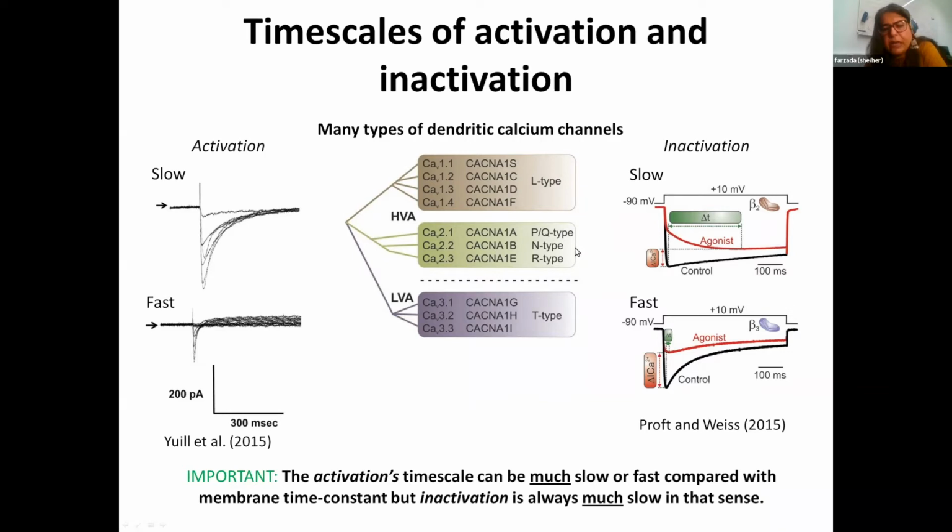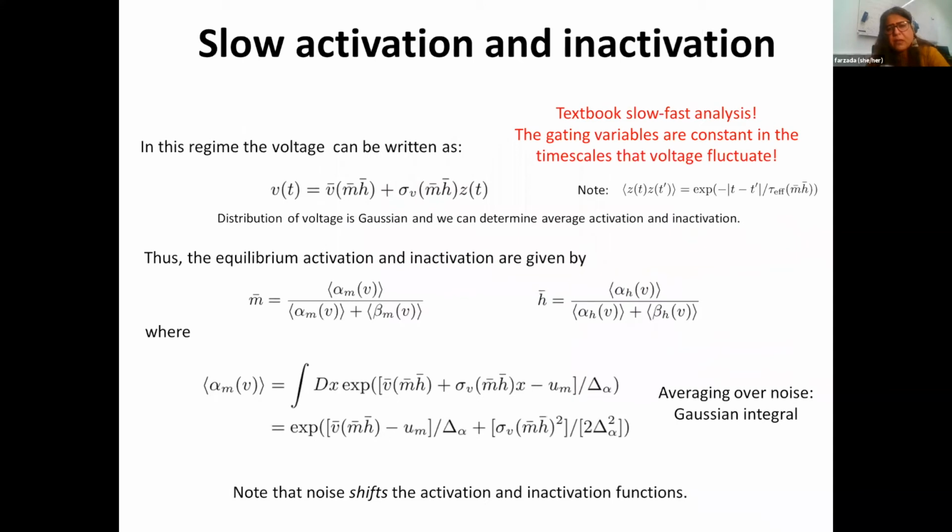So we decided that, okay, when we want to study this, we first study the separation of time scales, where activation and inactivation are both very slow. In this case, we just take the limit that tau M and tau H, the activation and inactivation time scales, are very large, so they don't change so much by the voltage fluctuations. This is a classical textbook slow-fast analysis that we're doing. Therefore, we can assume that they are at their equilibrium values, M bar and H bar, that we calculate self-consistently afterward. Therefore, we can just write a process for voltage fluctuations.